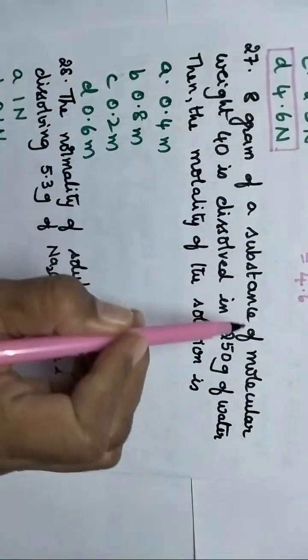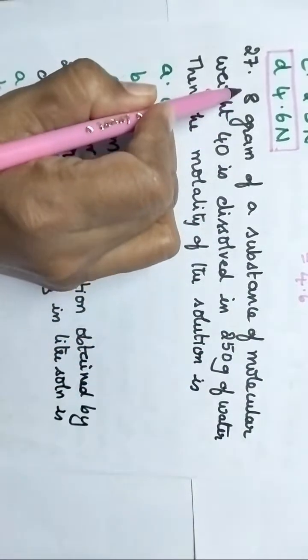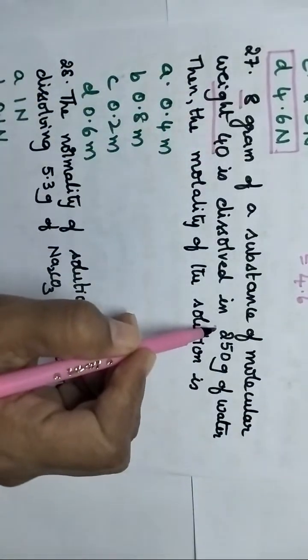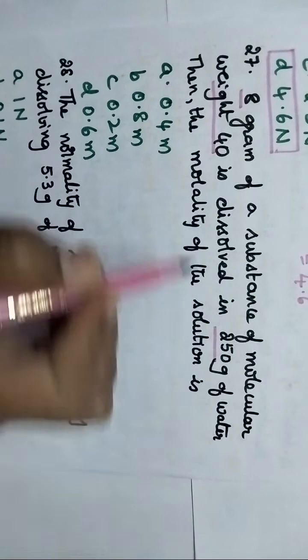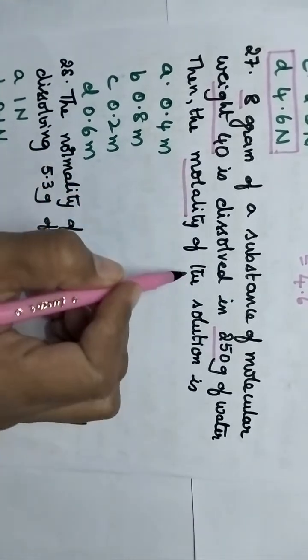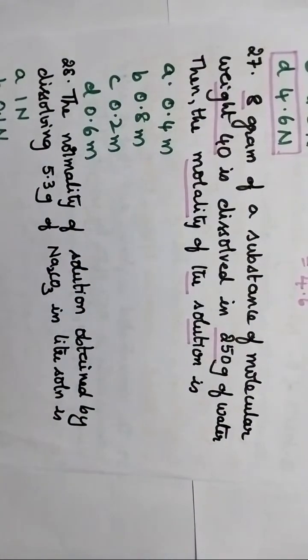Eight gram of a substance of molecular weight, so the weight of the substance is 8 gram, and the molecular weight is 40, that is dissolved in 250 gram of water. What is the molality of the solution? You have to find out the molality of the solution. The question is very clear and direct. You just have to find the molality.